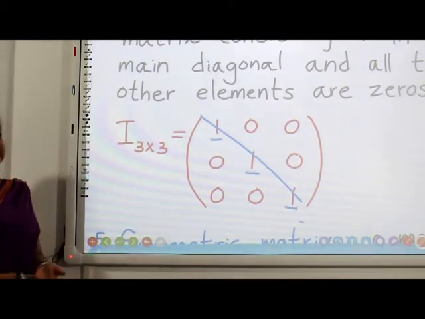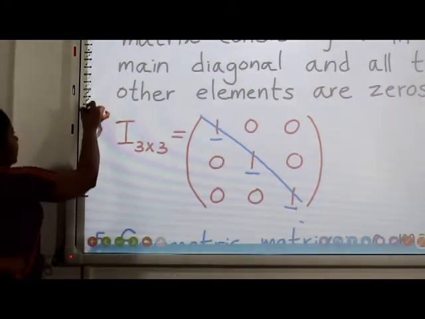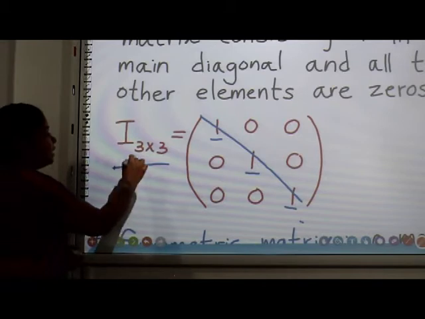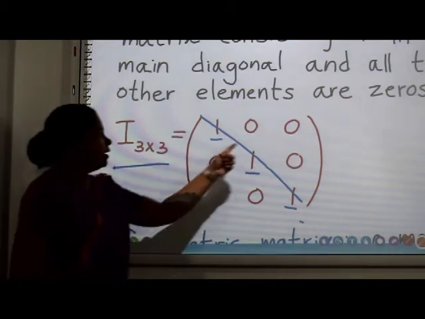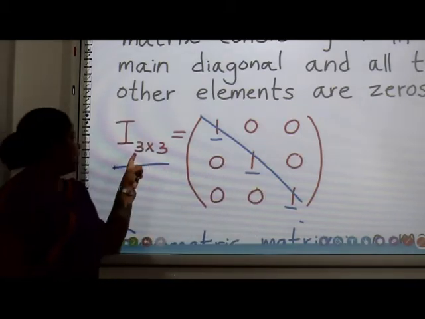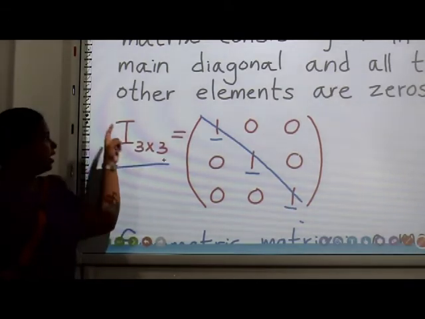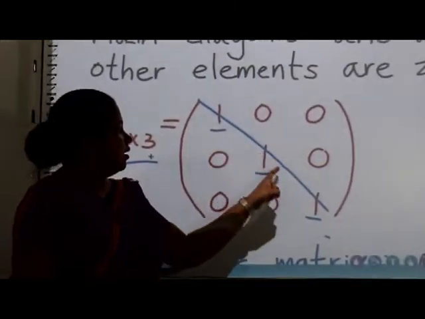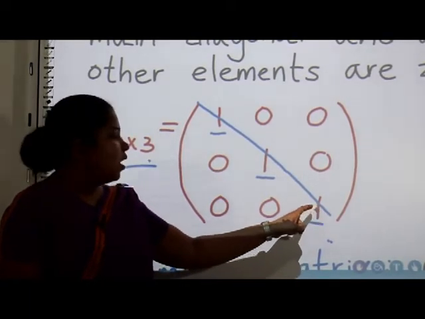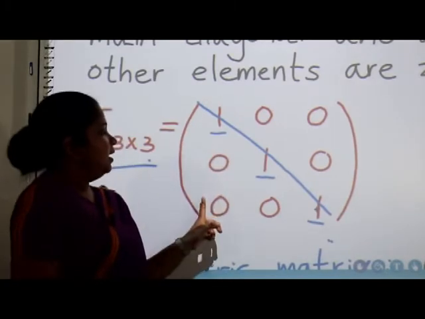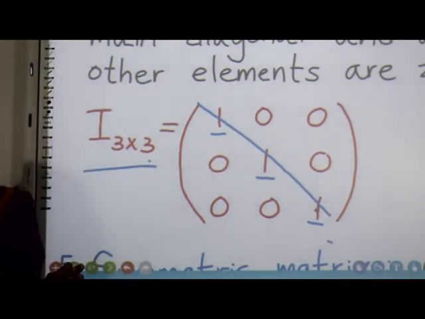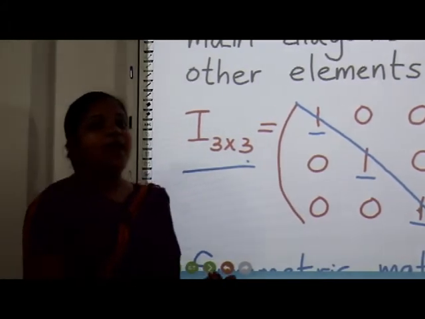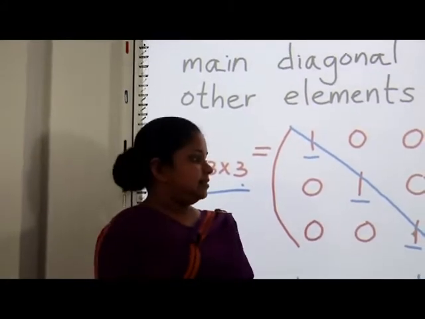And the way of writing an identity matrix is, you have to write capital I here and the order. Now this one is a 3 by 3 square matrix, no? Then you have to write I 3 by 3. Then you can see the main diagonal contains 1 and all the remaining elements are zeros. This square matrix is what we call an identity matrix.